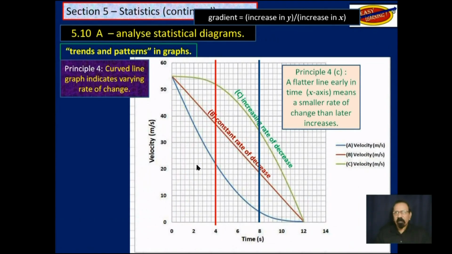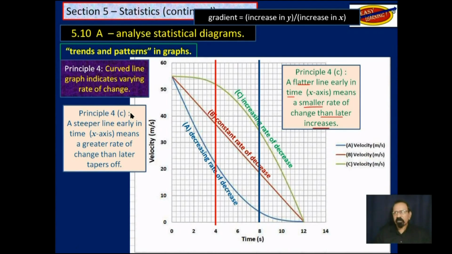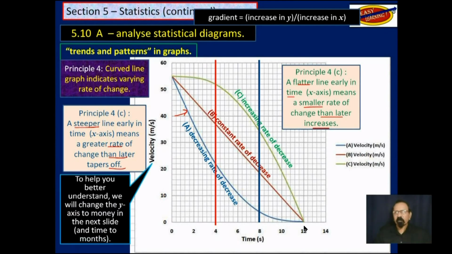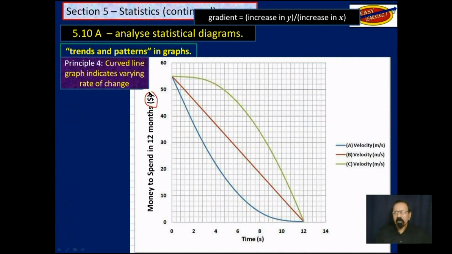So if you have a flatter line early in the time on the x-axis, it means a smaller rate of change that later increases. And of course, if you have a steeper line at the beginning, like here, it means a greater rate of change that later tapers off. To help you better understand this concept, we will change the y-axis to money in the next slide and the time to months. So we have this now in money, and we have this time here in months.